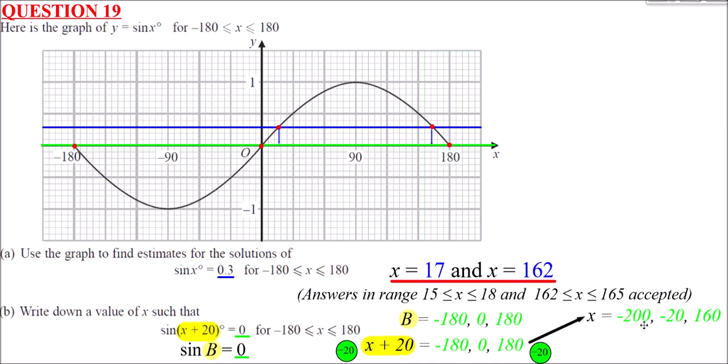And part B does say write down a value, not both. So discounting minus 200, because it's too small, it's less than minus 180, we could either put down x is minus 20 or x is 160. So discounting that leaves us with two different choices for our answer. Either put x is minus 20, or x is 160.